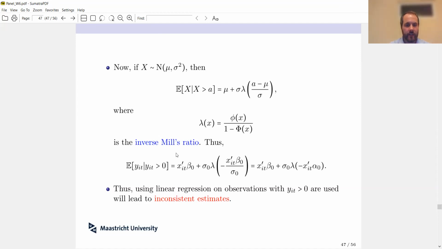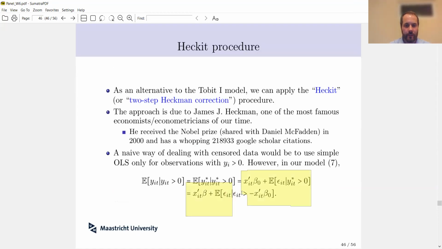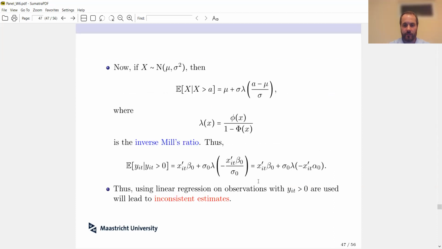Therefore, if we go back, recall that epsilon was a normally distributed variable with mean xit prime beta 0 and variance sigma squared. Then you should get this sort of expression here. Of course, in our case, a is 0 because our data is censored at 0. So this is what we get. Clearly this part is non-zero, and therefore the linear regression on only the positive data will give you inconsistent estimates.